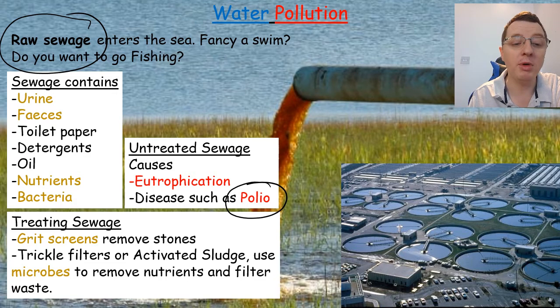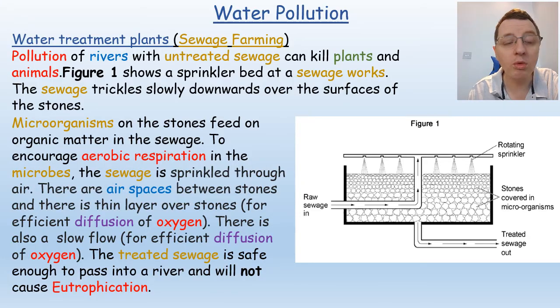So it's very, very important, if we're going to try and prevent these diseases and prevent this process of eutrophication, that we treat sewage. Grit screens which remove stones, and trickle filters or activated sludge using microbes allow the nutrients that are in the sewage to be removed, and we can also filter any waste. What would that look like?